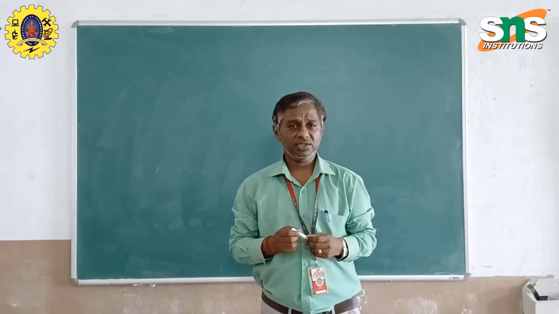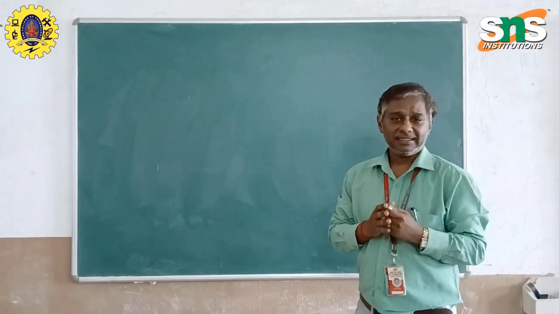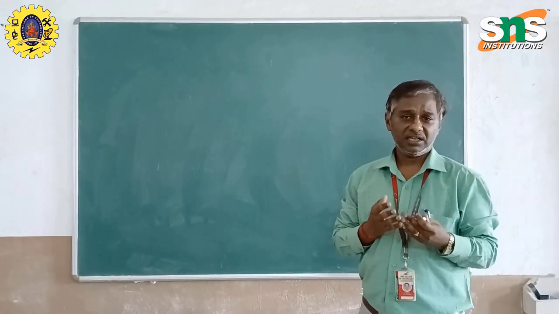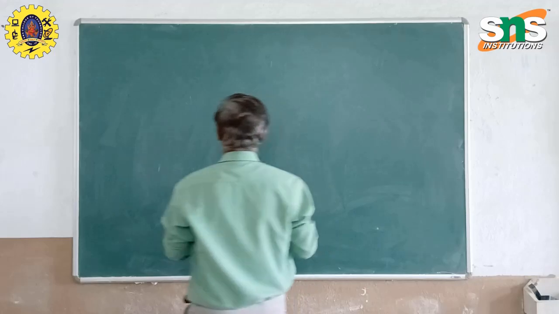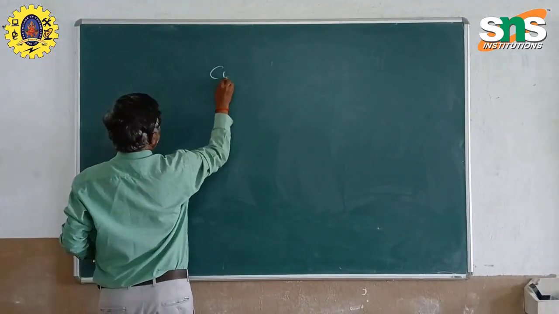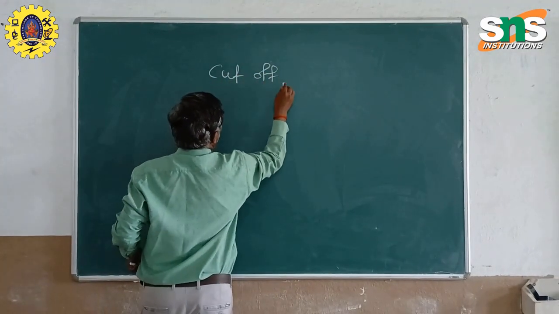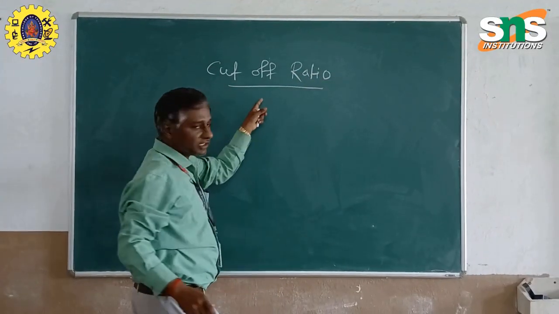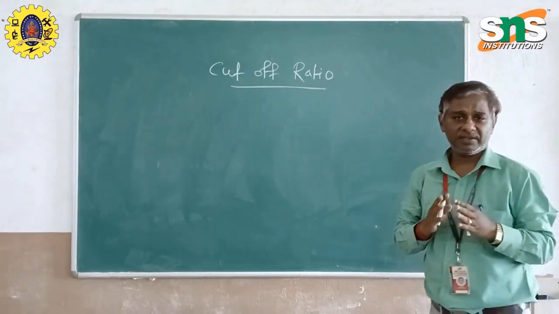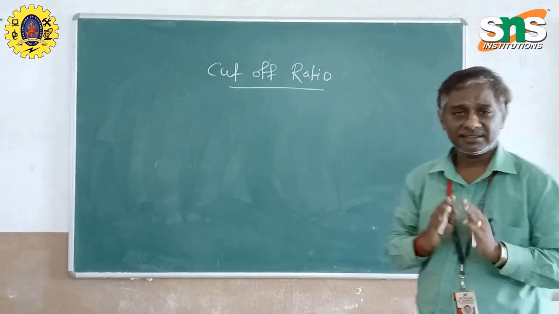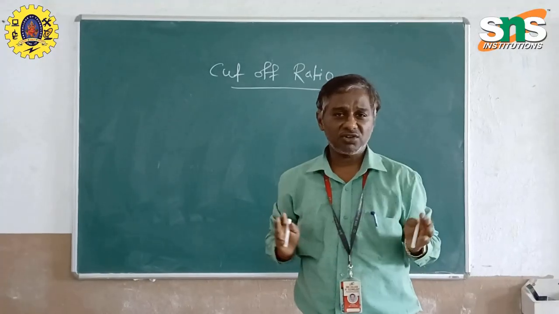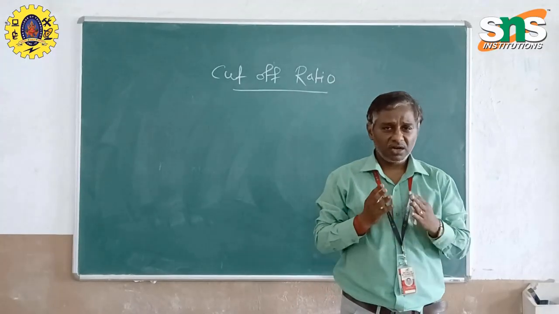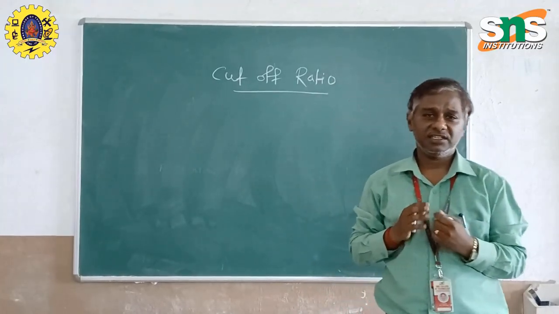In today's session, we are going to learn about the significance of the cutoff ratio, which is used in the diesel cycle. Let's go for this session. Cutoff ratio. This cutoff ratio will be used only when the cycle is a diesel cycle, not in the Otto cycle or Brayton cycle. Okay. So first we should know what the processes involved in the diesel cycle are.